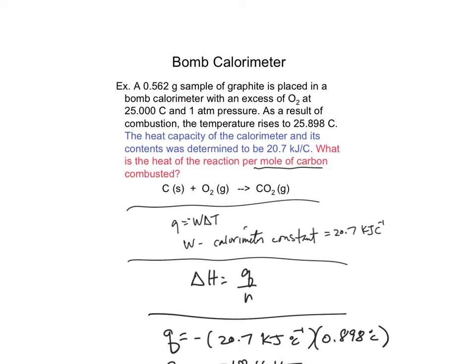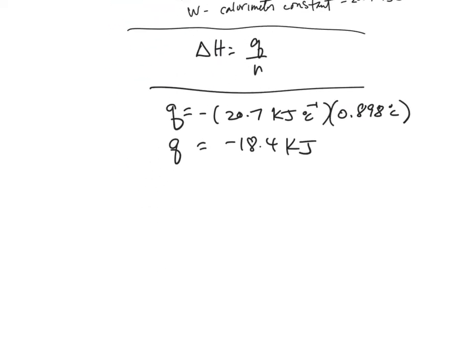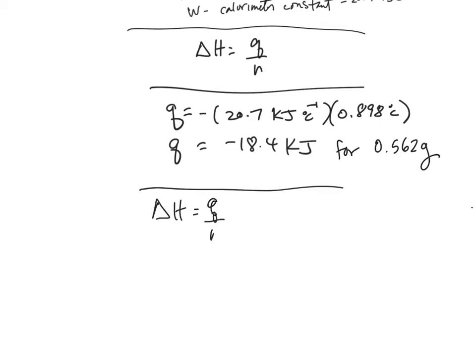That's not per mole. If you want to report this to other scientists, you would want to convert that into moles. You want to have how many joules or kilojoules per mole. So then we come back over here. So this is 0.562 grams. Next, we want to use delta H is Q divided by n. We need to calculate the moles. So the moles of what? In this case, it's going to be the moles of graphite.